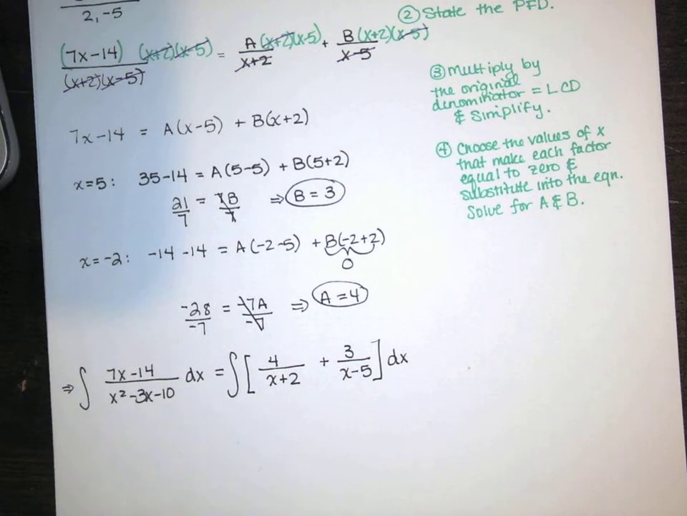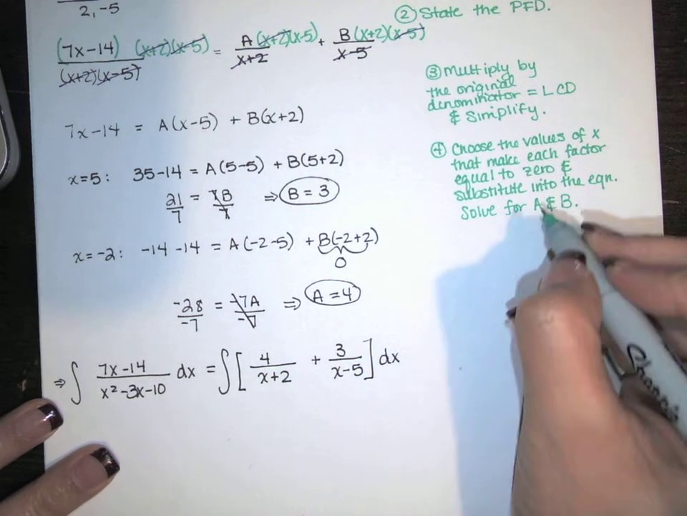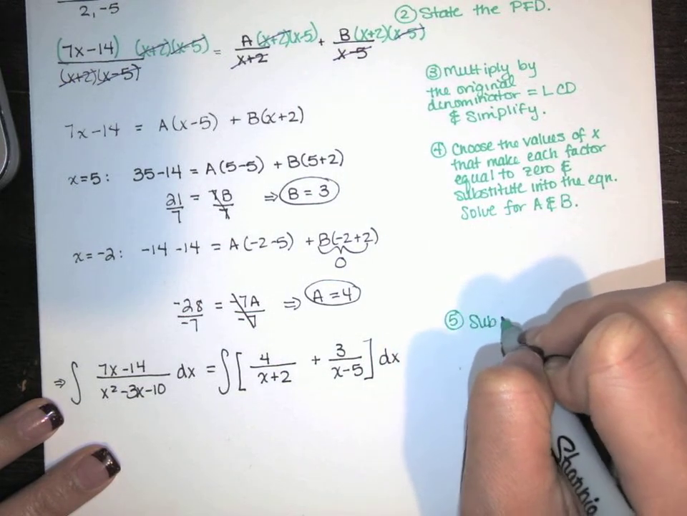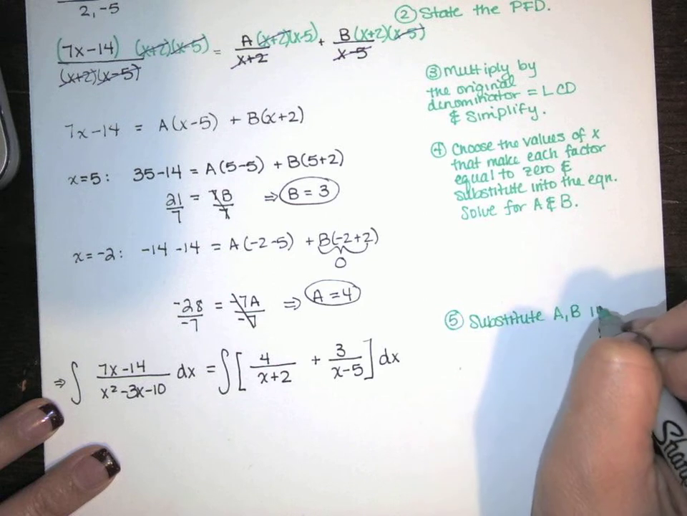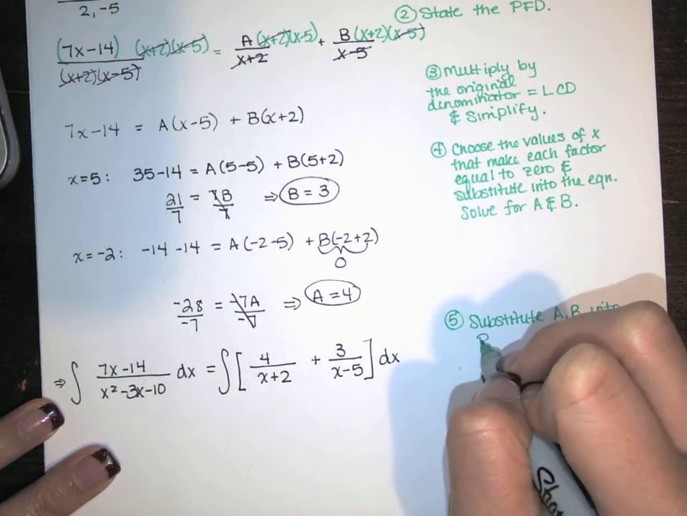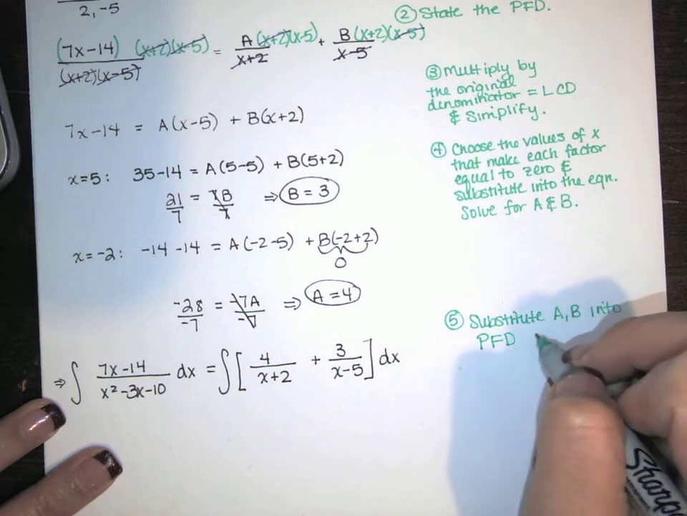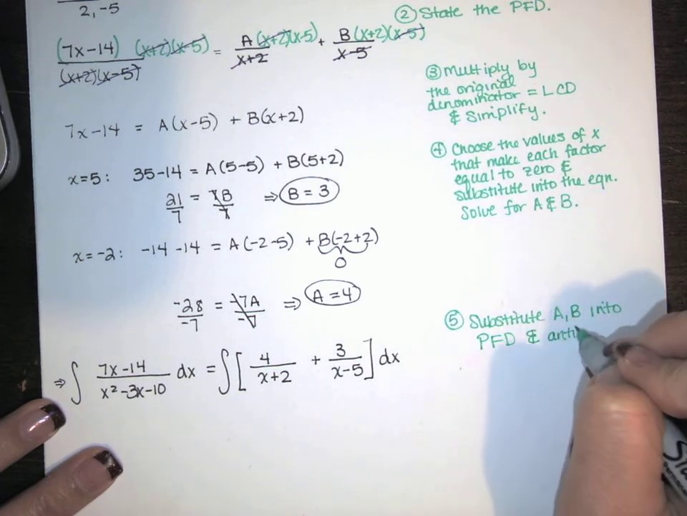Now you're not done yet. You still have to evaluate the integral. So after you've found A and B, you substitute A and B into the partial fraction decomposition, into the form of the PFD that you found earlier, and anti-differentiate.